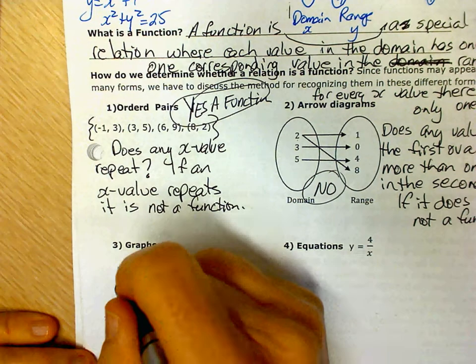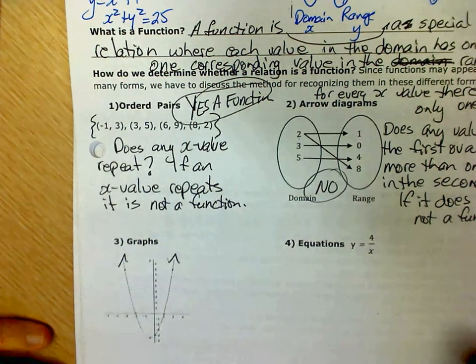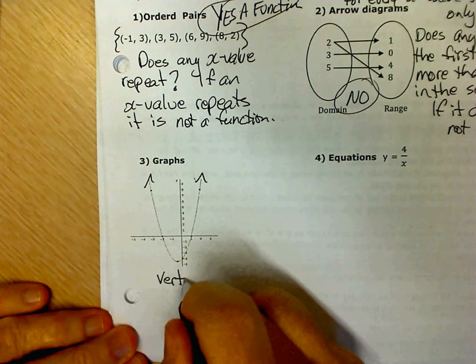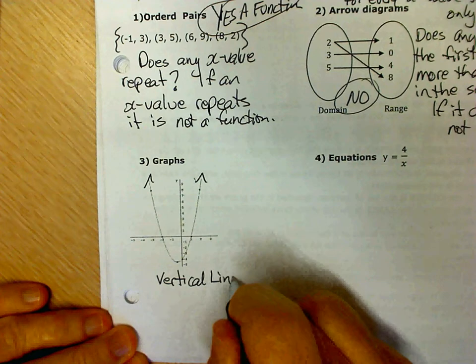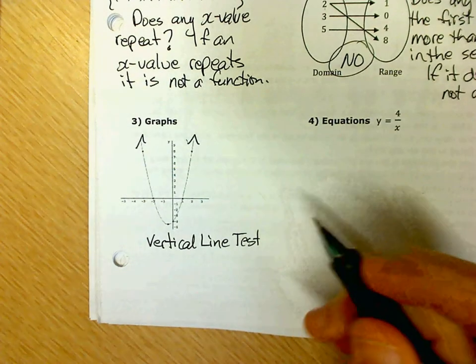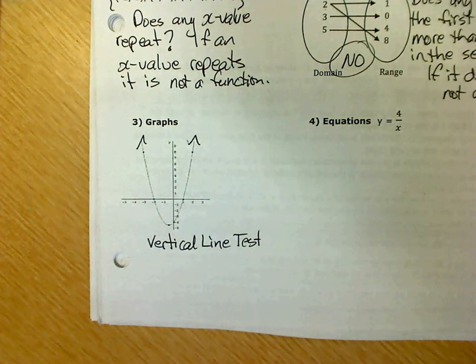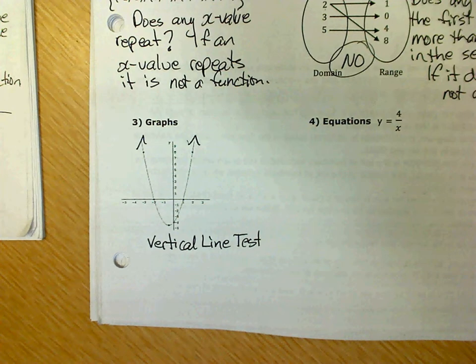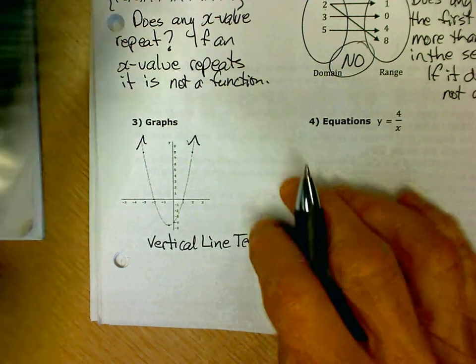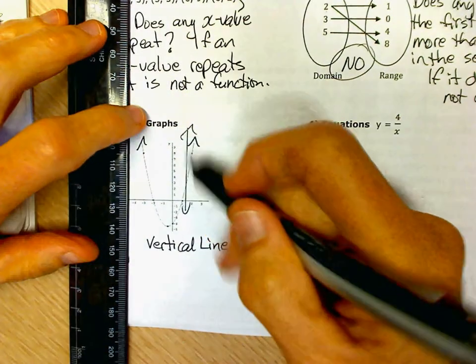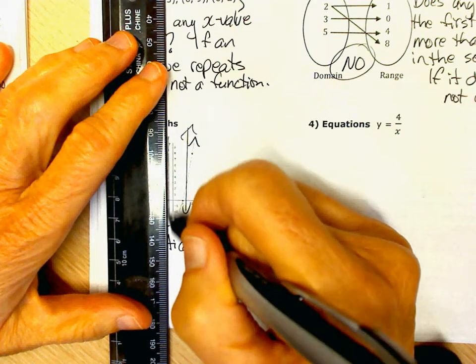What about graphs? For a graph, we do something called the vertical line test. I'll call it VLT. So if I were to have a ruler, my rulers have gone missing. I don't know why. Here's one. If I were to have a ruler and if I were to draw a vertical line, will this vertical line ever hit the graph more than once?